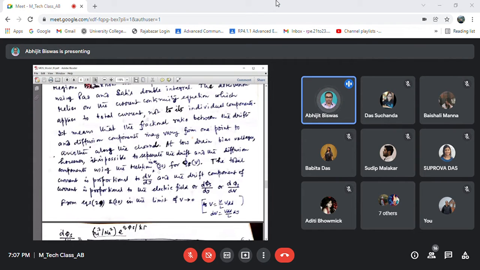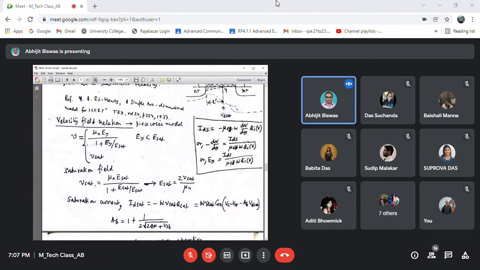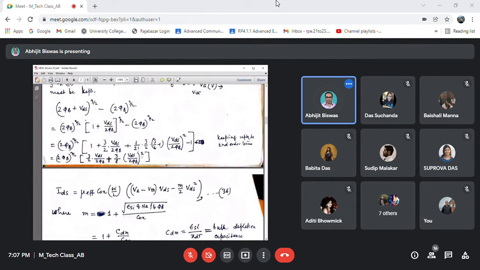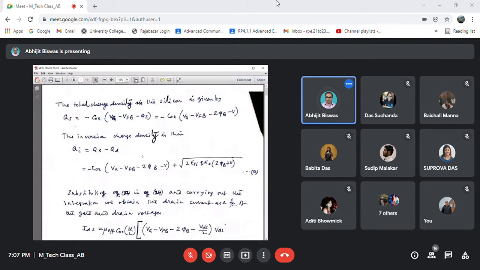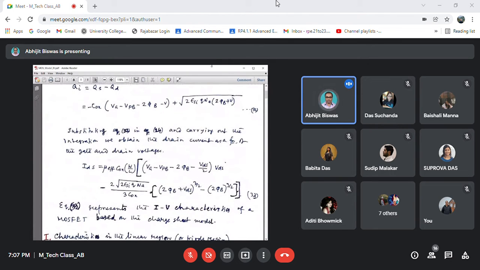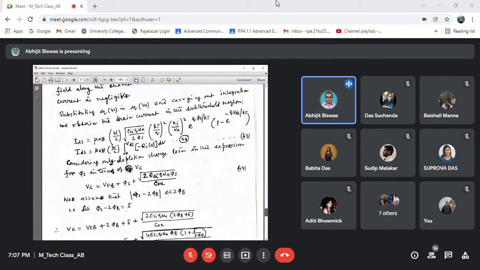So if we consider a low value of drain voltage, then it is possible to separate out the drift and diffusion component of current by using this equation number 30 for phi s. It is given in your notes. So the equation which involves the surface potential phi s.